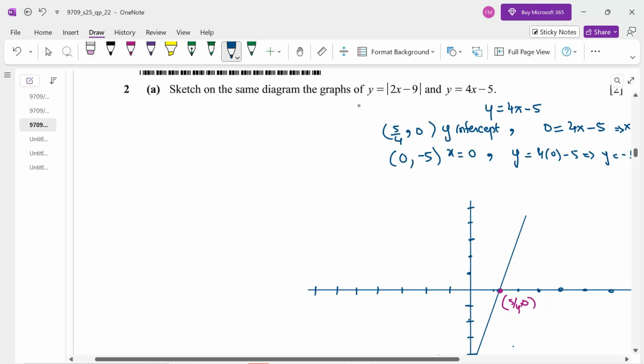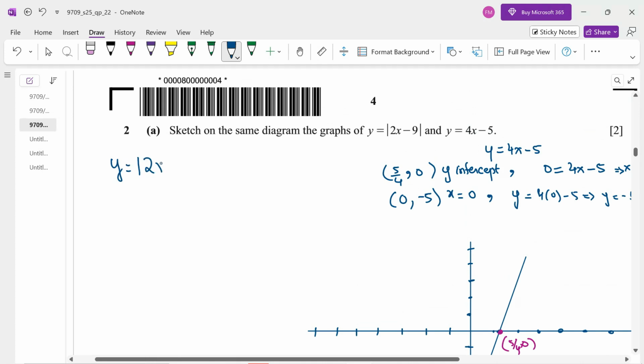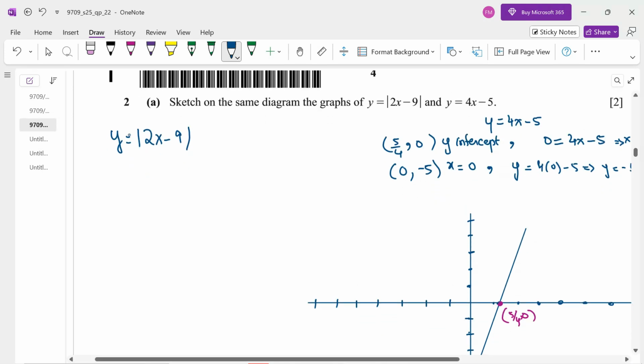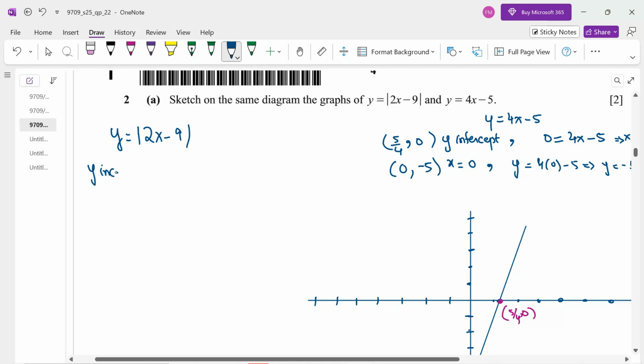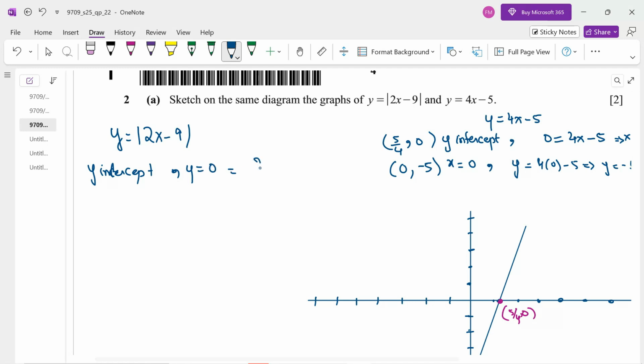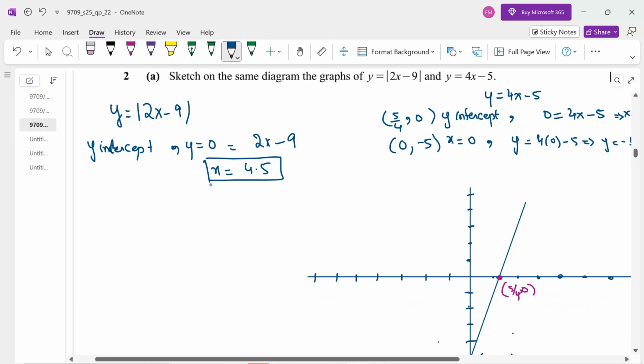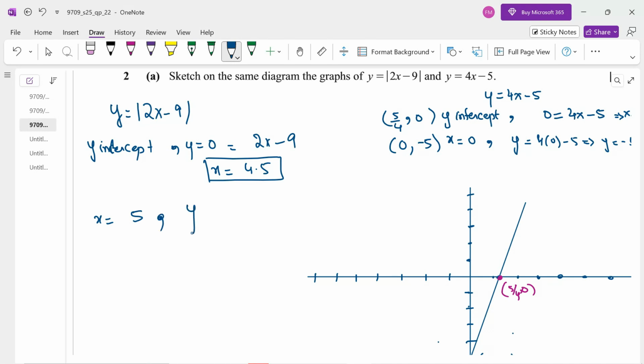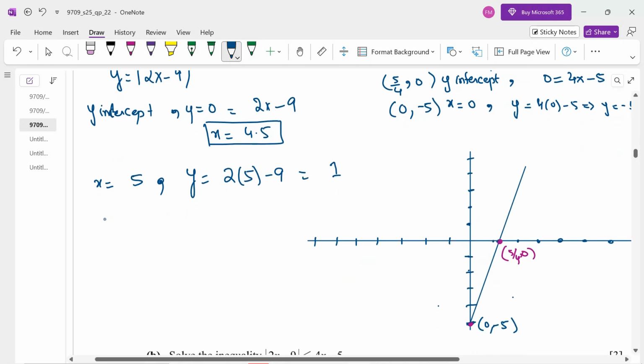Now we find different points of y equals the absolute value of 2x minus 9. First we find the x-intercept: y is equal to 0, which gives 2x minus 9 equals 0, and this is equal to 4.5. When we plug x equals 5, y is equal to, without absolute value, 2 times 5 minus 9, which is equal to 1. So it is already a positive value. Now plug x equal to 0, we will have y equal to negative 9.